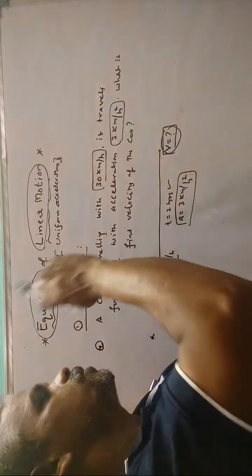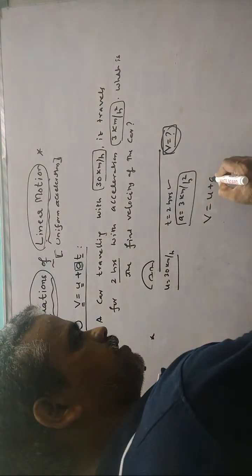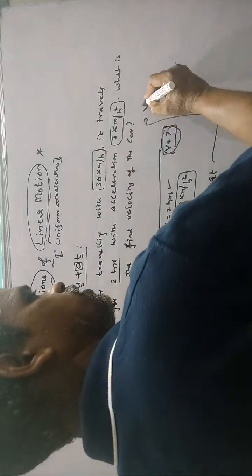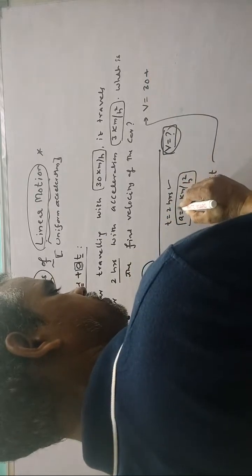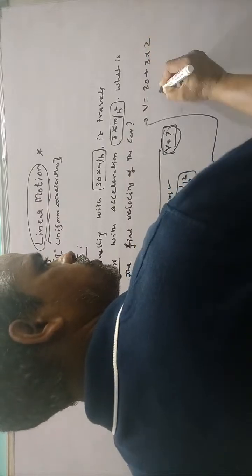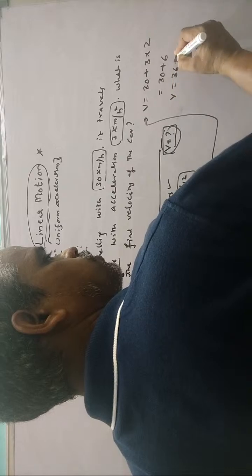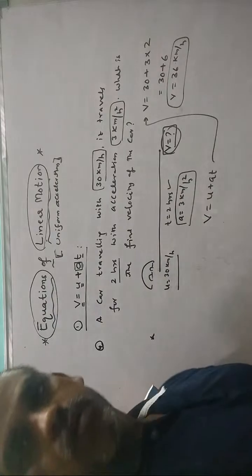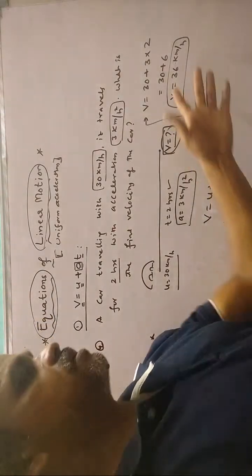So use V equal to U plus AT. V equal to 30 plus acceleration 3 km per hour square into time 2 hours. 30 plus 6. You got V equal to 36 kilometers per hour. Very nice. You got the same answer.